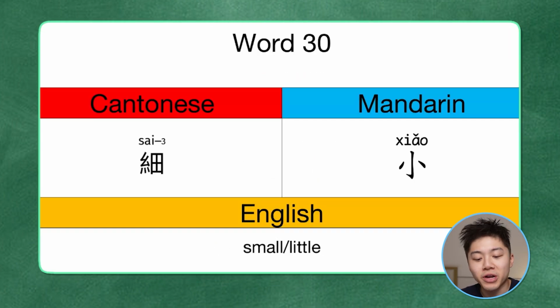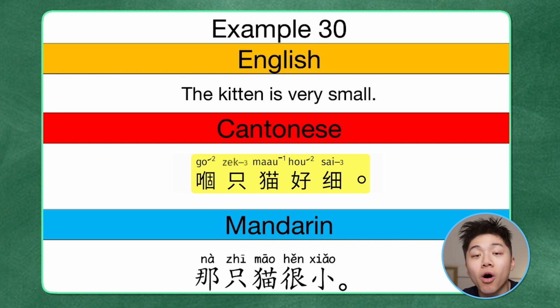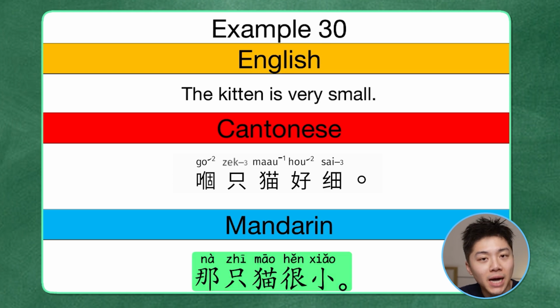Let's keep going. Word 30 in Cantonese, 細 means small or little. In Mandarin, we use 小. Cantonese, 細. Mandarin, 小. So for example, in Cantonese, the kitten is very small. 嗰隻貓好細。In Mandarin, we say 那只貓很小。Let's break it down.